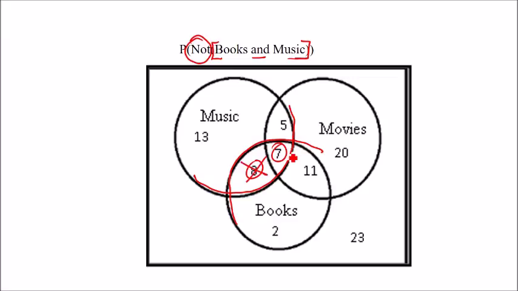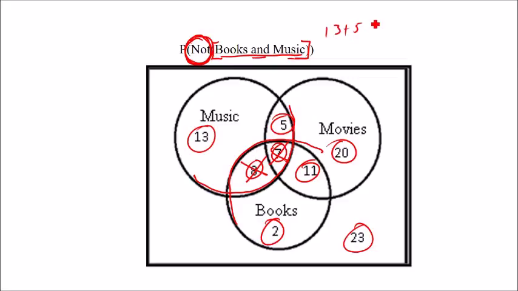So these are the only people we aren't going to count. So everybody else gets counted. That's what doing that not does for us. We identify this part, that's the 8 and the 7, and then throwing in that not excludes them, and you capture everybody else. So we're going to have 13 plus 5 plus 11 plus 20 plus 2 plus 23. And that will give us a total of 74 out of 89 students. And there we go.